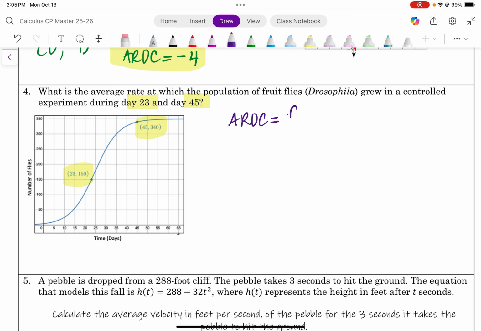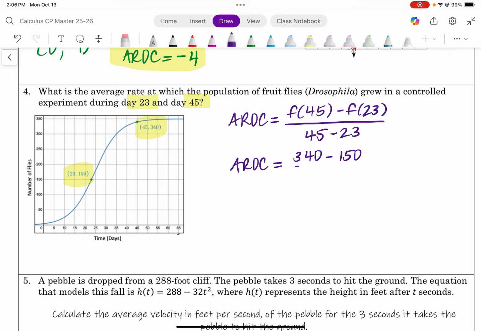So I'm doing the f of 45 minus the f of 23, all divided by 45 minus 23. Again, you don't have to always show all this work, but sometimes it helps for some of you to see it. So I'm plugging in the 2 y values, 340 and 150, and beginning my subtraction on the denominator. Then I'm going to do some division and some subtraction. This becomes 190 over 22, which will simplify to 95 over 11.